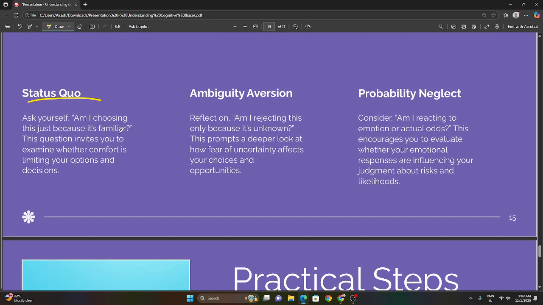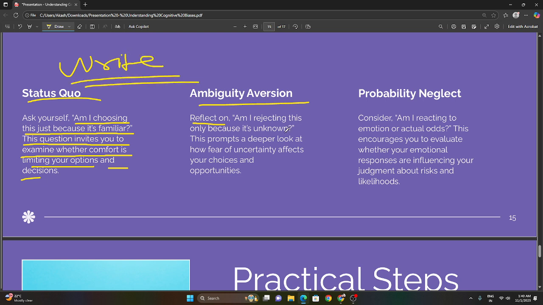For status quo, ask yourself, am I choosing this just because it's familiar? This question invites you to examine whether comfort is limiting your options and decisions. For ambiguity, reflect on this, always write it down. Am I rejecting this only because it's unknown? A certain service, a certain product. This prompts a deeper look at how fear of uncertainty affects your choices and opportunities.